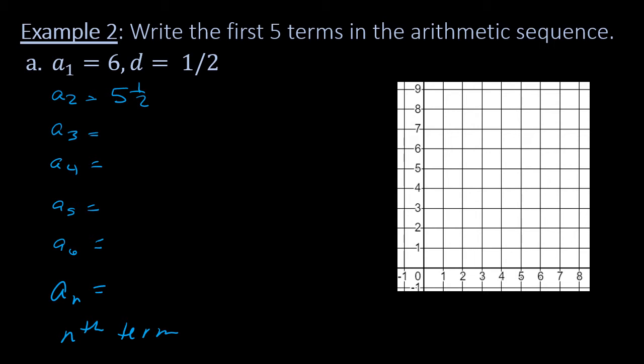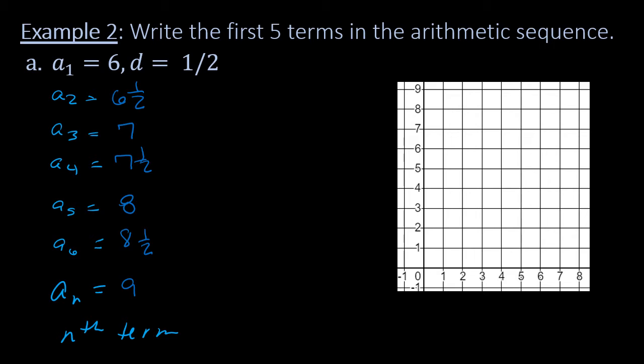Oh, actually, I totally went the wrong way. I don't know why I'm subtracting. Let's erase that and start over. Okay, rewind. If I have 6 and my common difference is 1/2, I'm taking 6 and adding 1/2, so my next term is 6 and 1/2. If I keep adding 1/2, 6 and 1/2 plus 1/2 is 7. 7 plus 1/2 is 7 and 1/2. Keep going, add 1/2, add 1/2, and add 1/2.